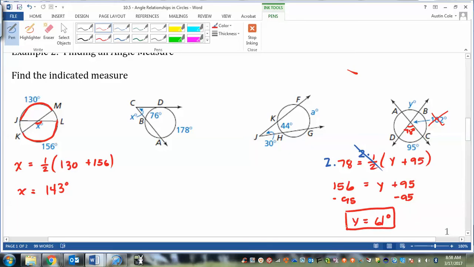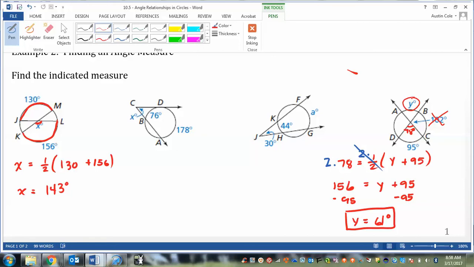Two major differences from this one to the first one: A, the variable isn't in the center. So that's why we had to put 78 over there. Secondly, we're not going to use 102. We want to use 78. Questions on those two?